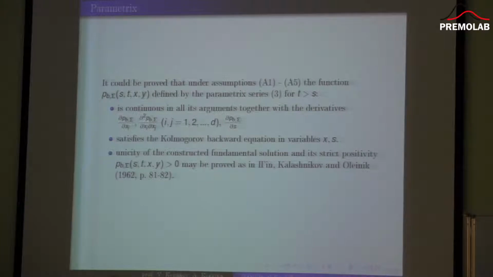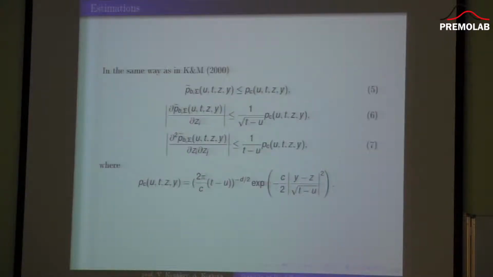What about the opportunity to expand into parametric series if we don't have these smoothness conditions? Professor Kinakov has shown that it could be proved that under our assumptions, this nice function, written just like the sum, is a continuous one with its derivatives also satisfying the Kolmogorov backward equation, and it could be shown the uniqueness of the constructive fundamental solution and its positivity.